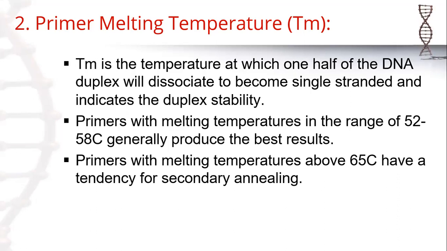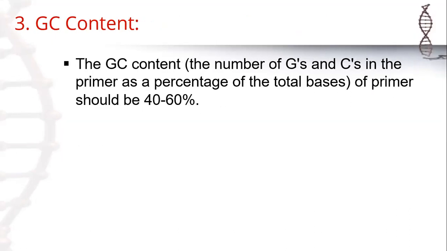And sometimes primers with a melting temperature above 65 centigrade have a tendency for secondary annealing, because they can start secondary annealing of the PCR product. So the melting temperature of the primer is also very important for good primers.